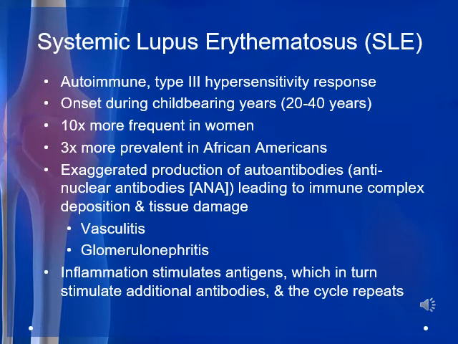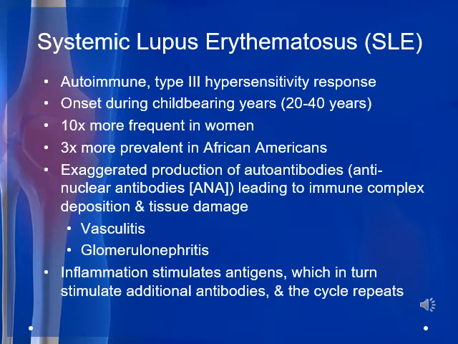Systemic lupus erythematosus, SLE, which is usually abbreviated lupus or SLE. Again, this is another autoimmune type 3 hypersensitivity. You'll see more commonly that 20 to 40 year age group being diagnosed with lupus, and it is 10 times more common in women, 3 times more common in African Americans, but if you're an African American woman, then obviously your risk is there as well. Again, we have the autoantibody being produced. We have the deposition in all body systems of those immune complexes.